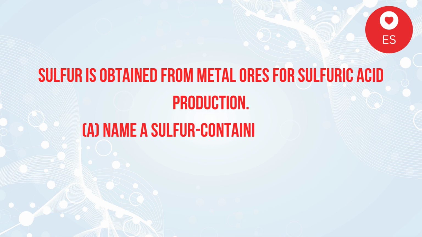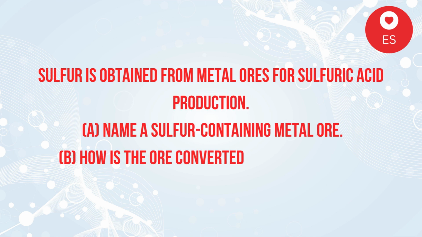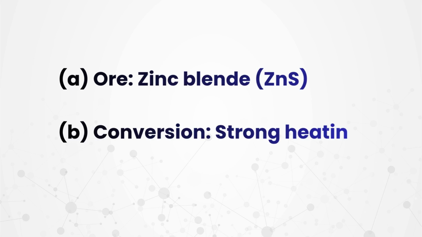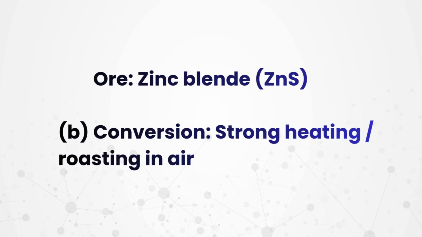Sulfur is obtained from metal ores for sulfuric acid production. A. Name a sulfur-containing metal ore. B. How is the ore converted to sulfur dioxide? A. Ore: zinc blende. B. Conversion: strong heating, roasting in air.